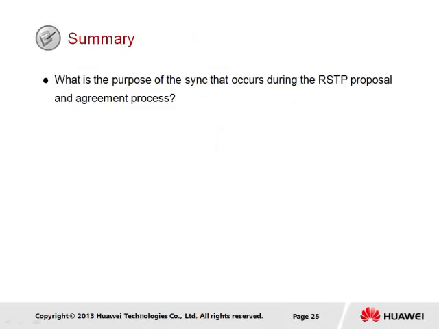In summary for this section, then, we just have one question here which asks, what is the purpose of the sync that occurs during the RSTP proposal and agreement process? Well, it is the purpose of the sync operation to ensure that loops do not occur during the convergence that results from this process. It basically achieves this by blocking any ports that are participating in the spanning tree topology and are capable of forwarding BPDU, which simply relates to all designated ports pointing downstream. Once convergence is complete, however, the blocked ports will return to an active state.